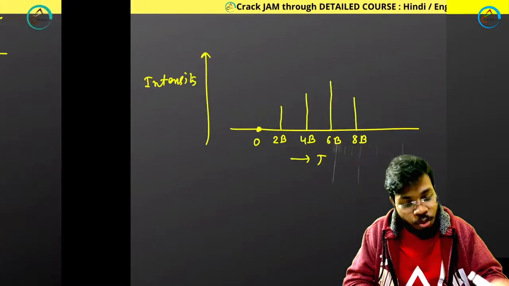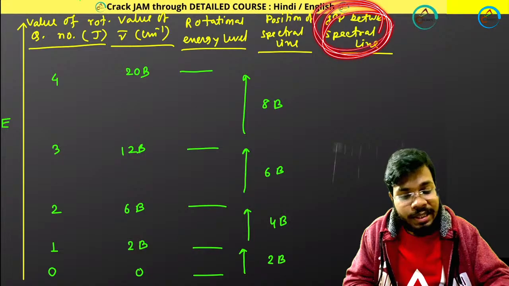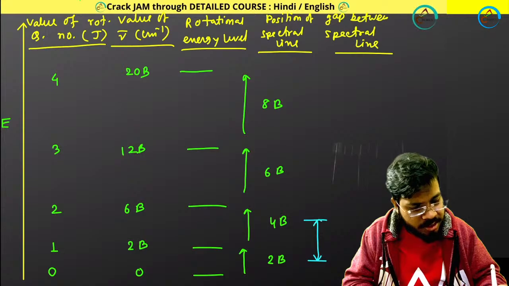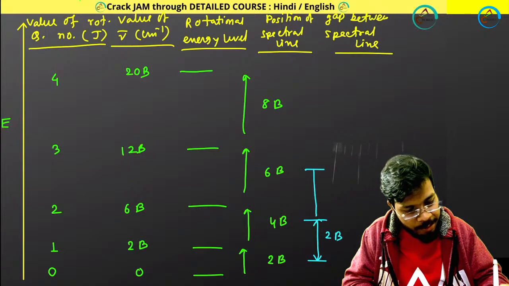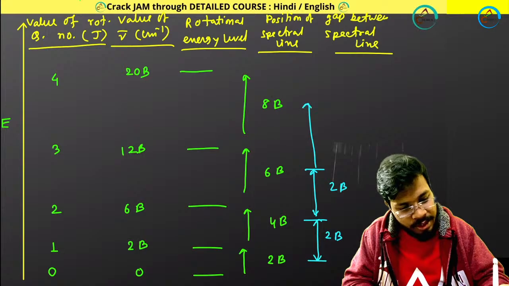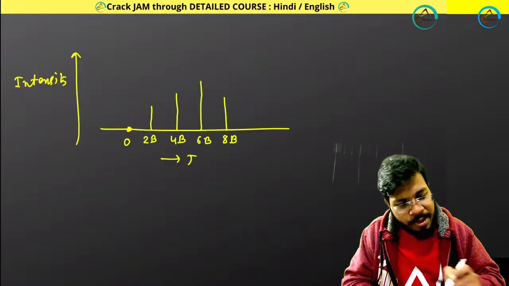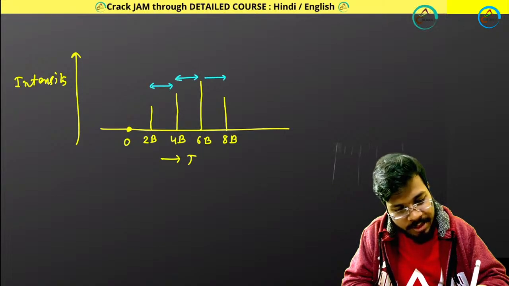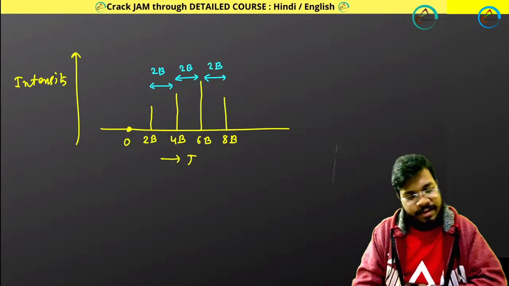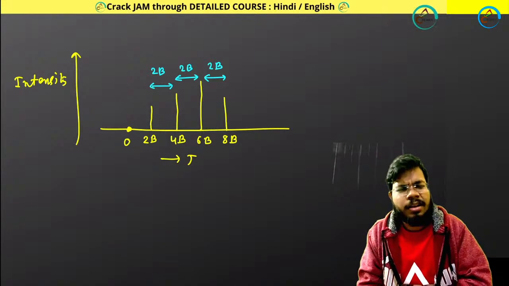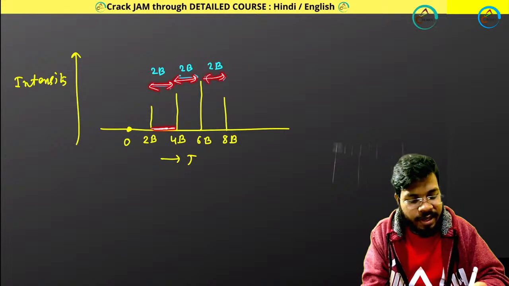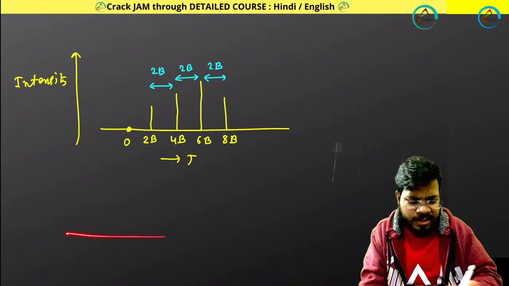Now, if you look at the spacing, the gap, what will be the gap? To calculate the gap, just take the distance. The distance is 2B. Take the next gap, distance 2B. Again, 2B. So every time you are getting the same distance, 2B, 2B, 2B. That means you are getting the same spacing, the same gap between the lines in the spectra. So your real spectra generally looks like this.